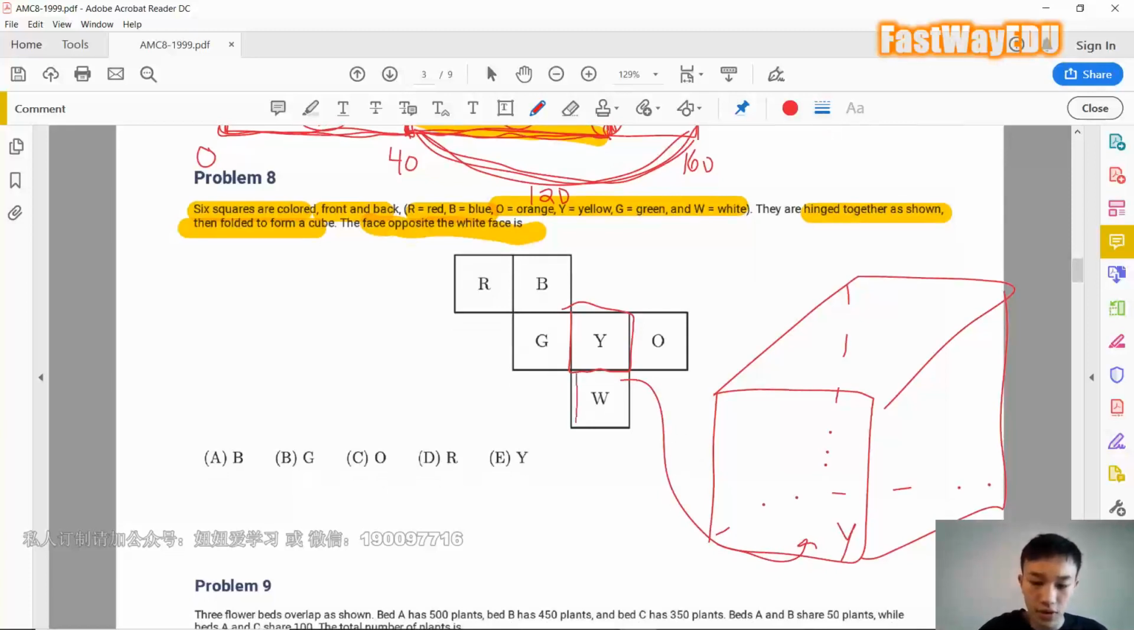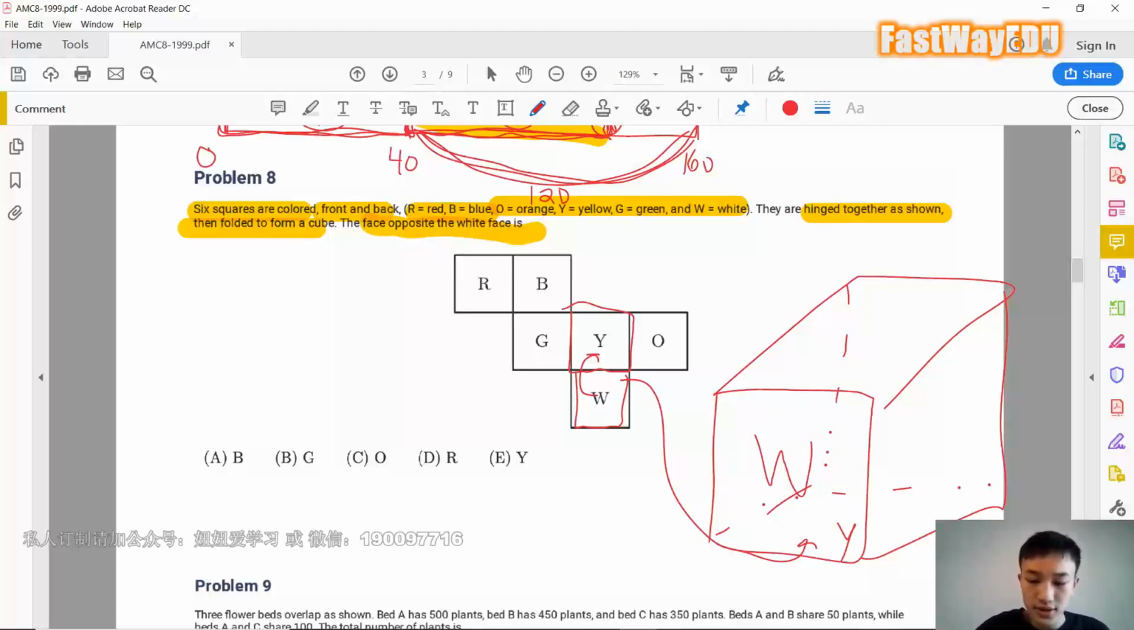Now, clearly this W, we're going to have to fold it up, right? Since it's connected to the bottom, and we know the bottom is Y, the W flips up. So the W is going to be right beside the Y. It's going to be this face right here.